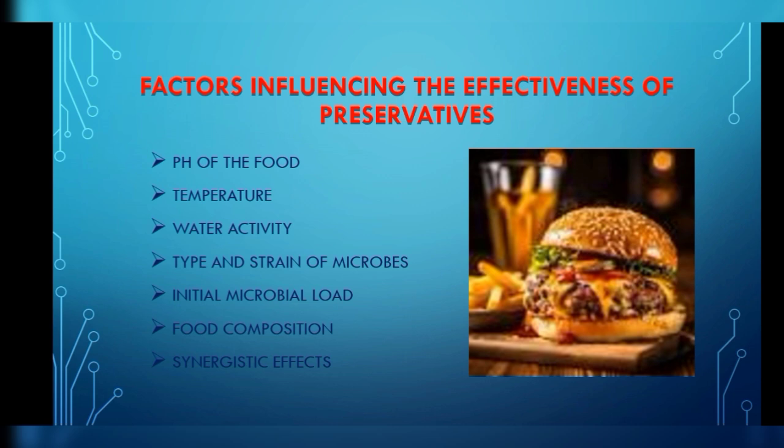Synergistic effects. This is hurdle technology, combining multiple preservative techniques. For example, low pH, refrigeration plus preservatives is more effective than a single method. For example, cheese preservation uses salt, low pH, refrigeration, and sorbates together.